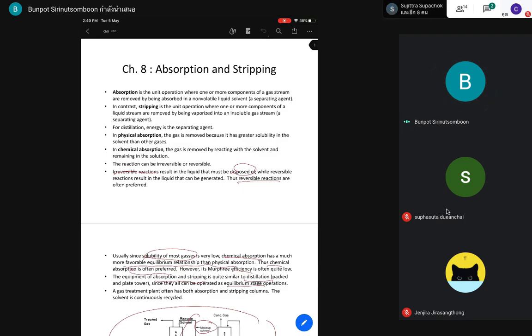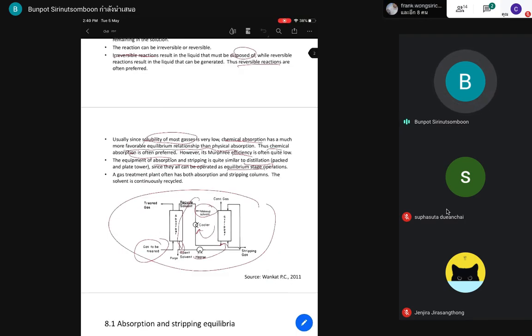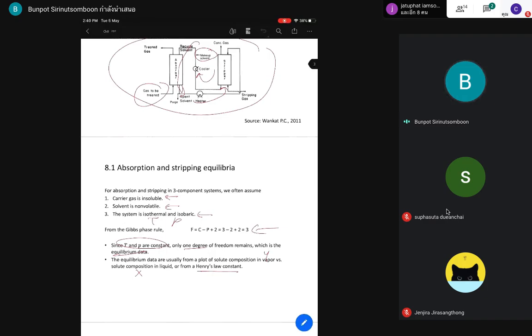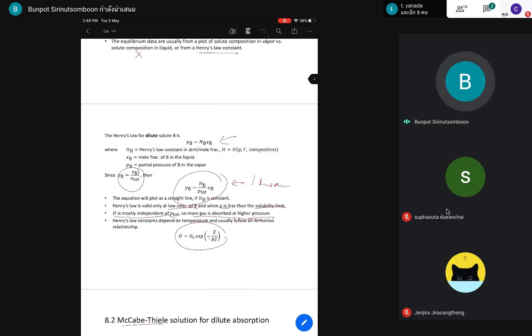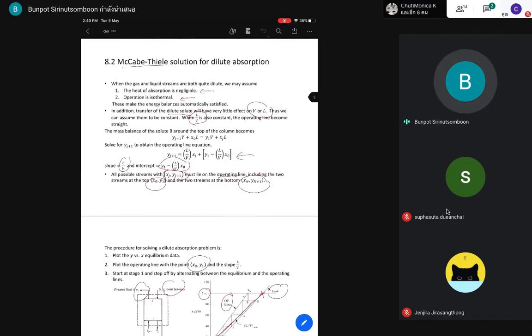Usually in a real plant, the absorber and stripper go together, to reuse the solvent, to save cost and be good for the environment. We use Henry's law constant for the basic calculation. We use McCabe-Thiele.